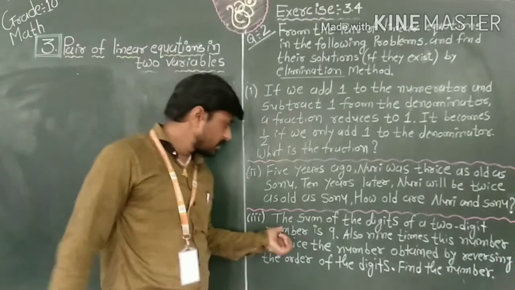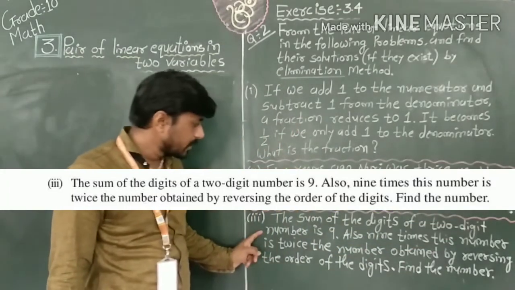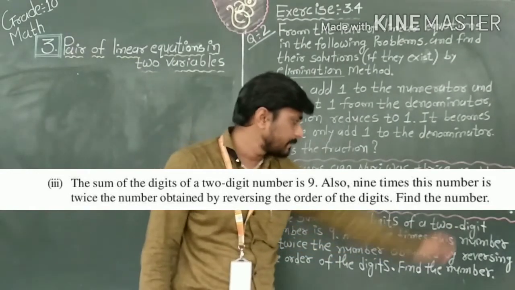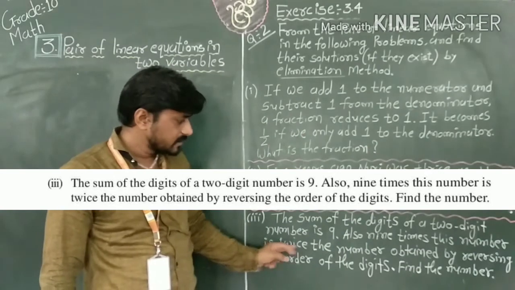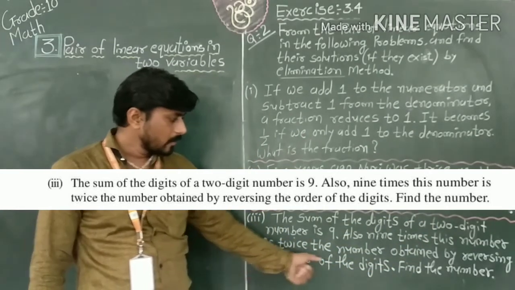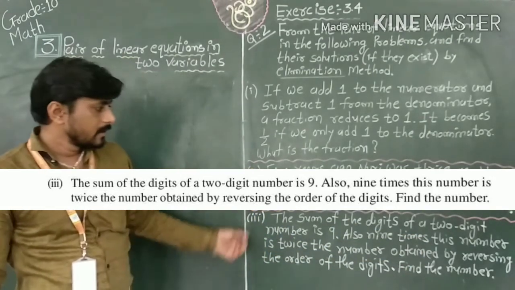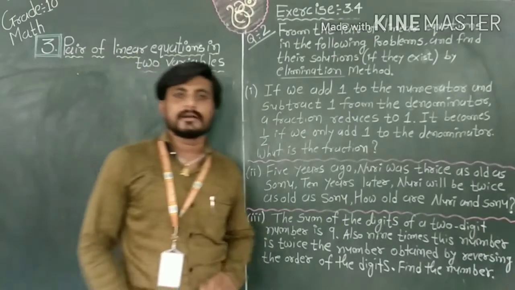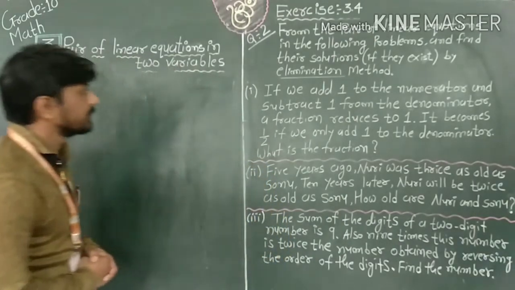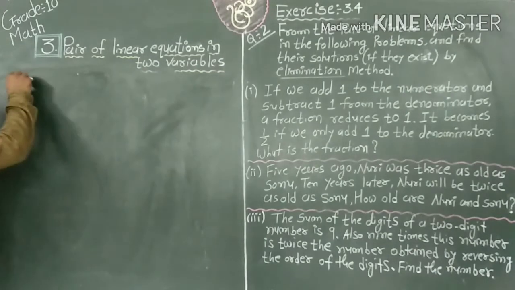Okay, look, the sum of the digits of a two-digit number is 9. Also, 9 times this number is twice the number obtained by reversing the order of the digits. Find the number. Here we have one number with two digits. Suppose we have a number xy. Okay. First of all, look here.